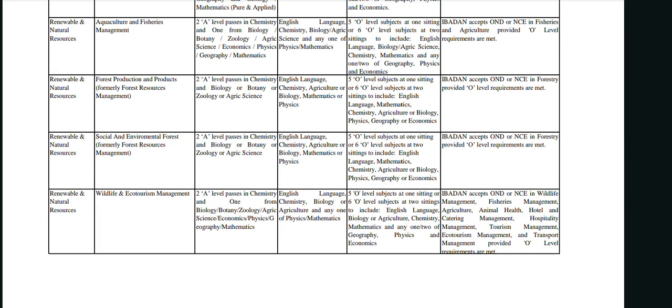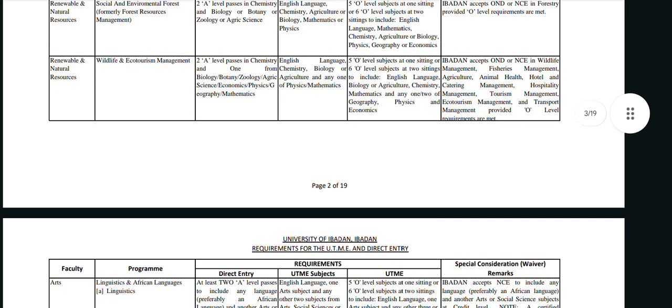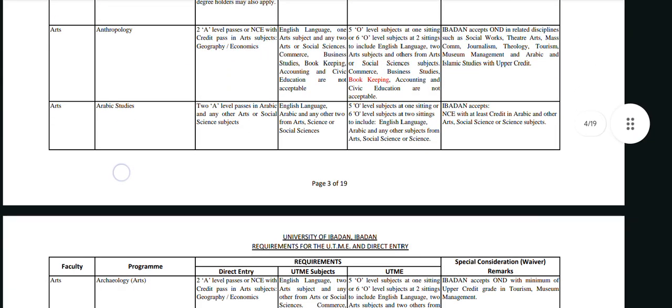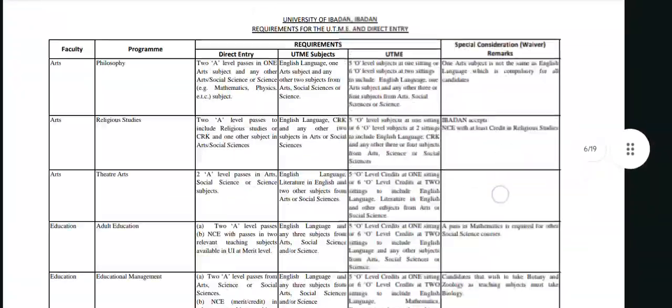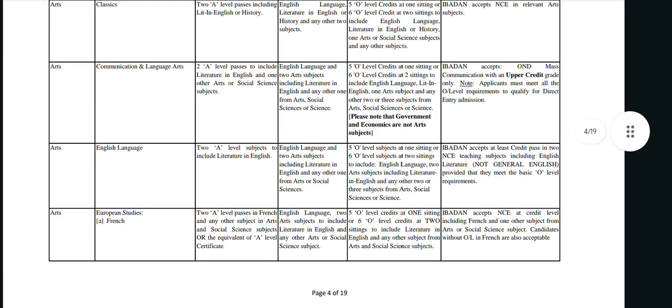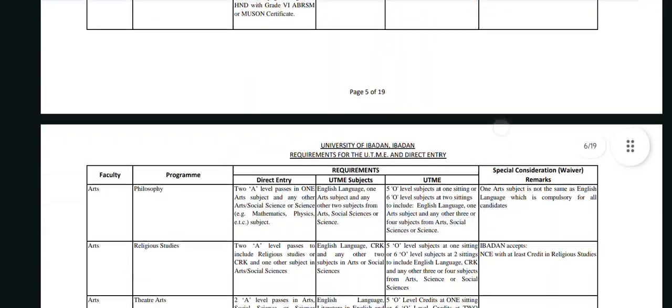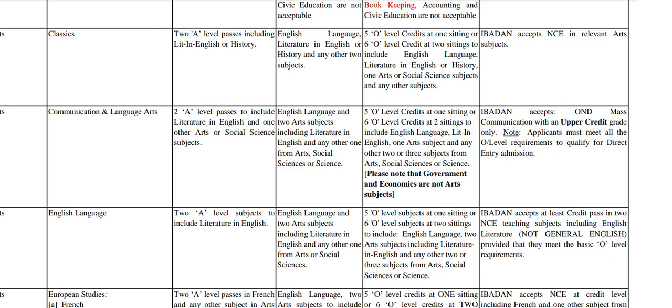Okay, I'm looking for some other courses with, let's say, complicated requirements like that. Okay, let's go to nursing. Let's go to nursing, and we'll be going to education, we'll be looking at faculty of arts, communication and language arts specifically, so that I'll be able to touch every aspect of question. Okay, let's look at communication and language arts. So University of Ibadan does not specifically offer mass communication. So it is communication language arts. That's another answer to another question.